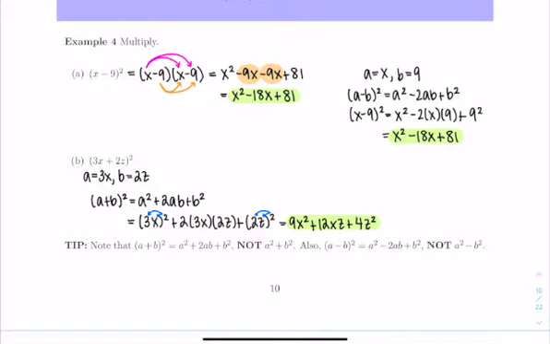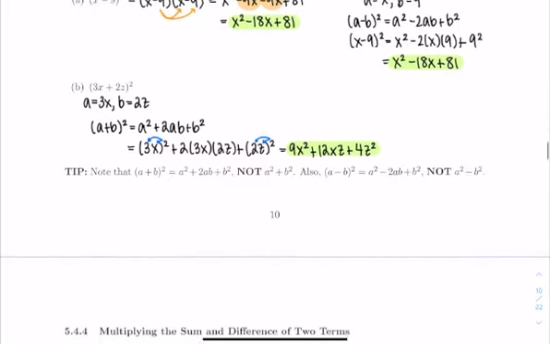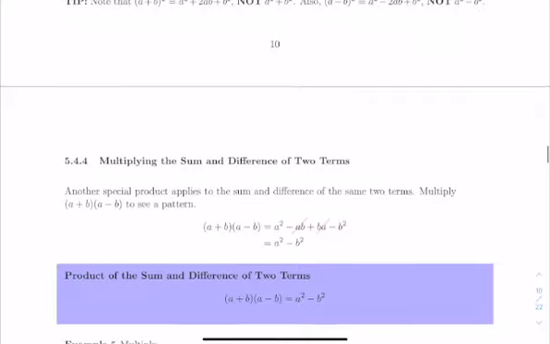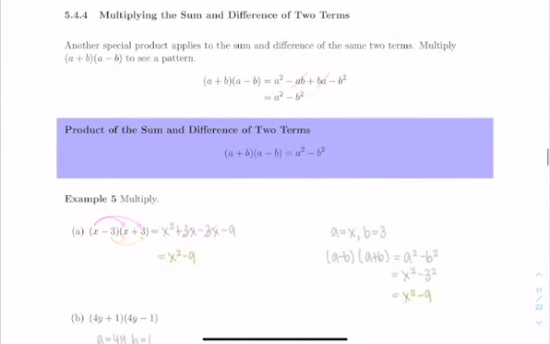Now another special product applies to the sum and difference of the same two terms. So a plus b times a minus b, when I simplify, is going to give me a squared minus b squared, because the two middle terms are going to end up canceling. So I'm going to show you that you can do both methods, one just by distributing and the other one by memorizing the formula. So we're going to distribute the x to both pieces and distribute the -3 to both pieces.